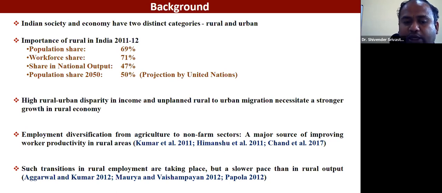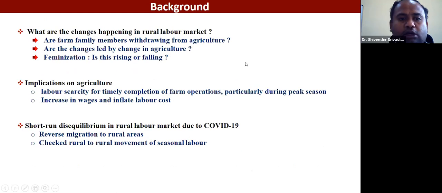So, can we accelerate the employment diversification? And if we can, what are the sources for that? What are the ways out for accelerating employment diversification? When we look at this, interesting questions arise: what are the changes happening in the rural labor market, or rural employment? We can see whether farm family members are withdrawing from agriculture or not.